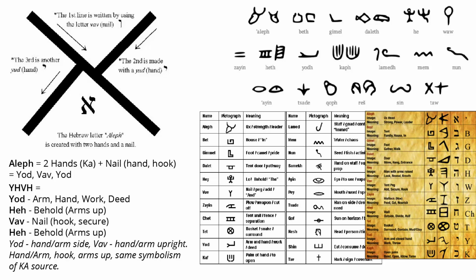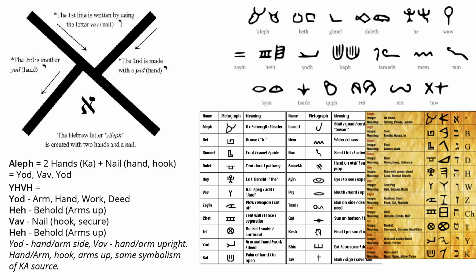YHVH. So Yod is arms, hands, works, and deeds. The H is He, and that's behold. And again, the behold has the arms up. That's the glyph. The He is lo behold, has his arms up. So Yod, arms, hands, works, deeds. He, behold, arms up. We have Vav as the nail, the hook, the hand and hook again. And we have another He as behold, arms up. So we have arms, hands, works, and deeds. We have behold and arms up. We have the nail to hook and secure, and we have a behold, arms up again.